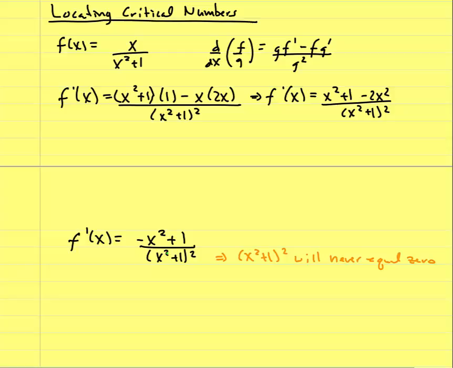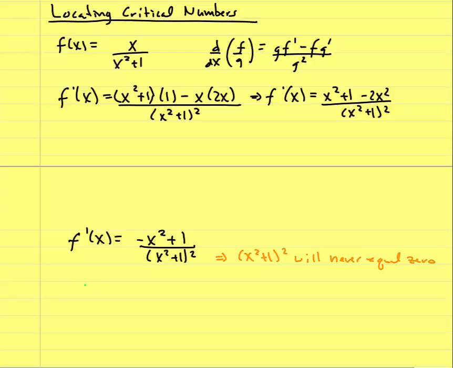So remember, critical numbers occur in two places: where the derivative is equal to 0 and where it's undefined. So you look at the denominator and figure out, okay, where does the denominator equal 0? That's going to make my derivative undefined. It will never equal 0 for this one, so I have no critical numbers occurring for that reason.